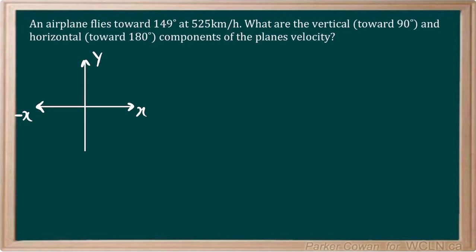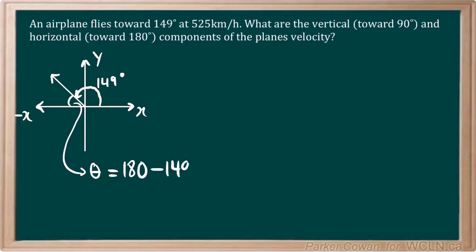So this plane is flying at about 149 degrees, which we'll just say is right here. And what 149 degrees essentially means is that this angle right here is 149 degrees. And if we know that all the way around is 180, then this angle is going to be 180 minus 149. So we'll call this angle theta, and it's going to be equal to 180 minus 149 degrees, just 31 degrees.